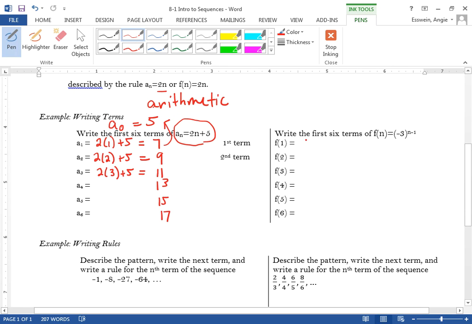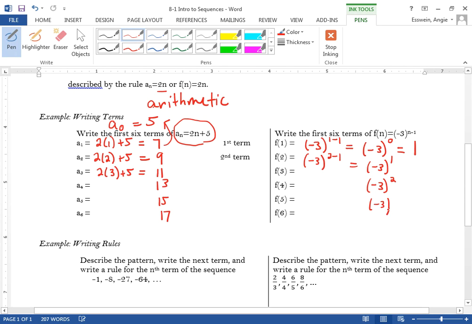Okay, so let's try this one. You plug in 1, -3 to the 1 minus 1, which is, we have to be a little bit careful here, -3 to the 0. Review of exponents. When you raise any number to the 0th power, it is always equal to 1. Yes. And then we have f sub 2. So that's 2 minus 1. So basically you can see you're doing the powers of -3.